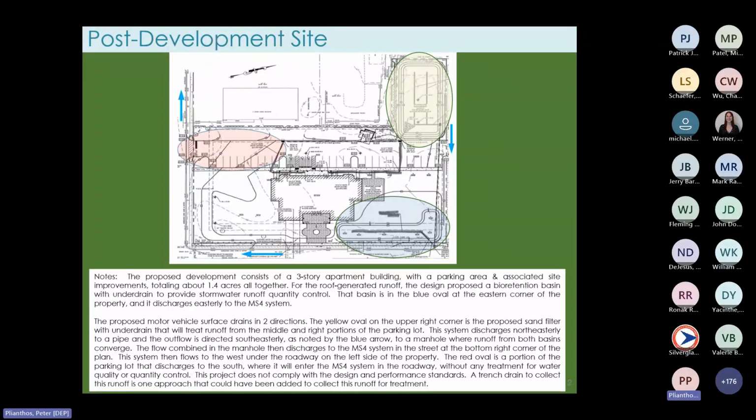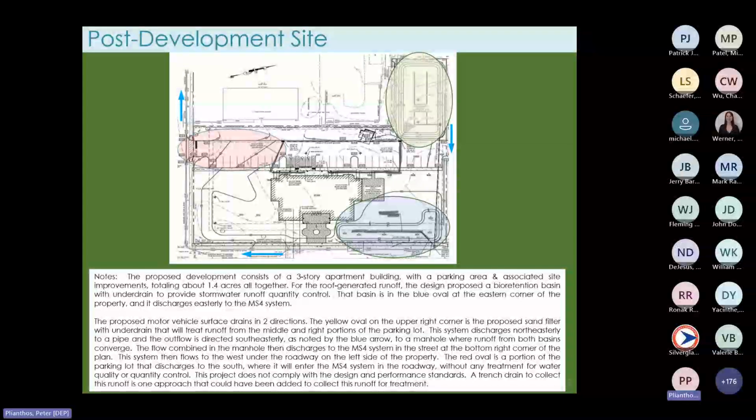For the roof-generated runoff, the design proposed a bioretention basin with underdrain to provide stormwater runoff quantity control. That basin is in the blue oval at the eastern corner of the property, and it discharges easterly to the MS4 system. The proposed motor vehicle surface drains in 2 directions. The yellow oval on the upper right corner is the proposed sand filter with underdrain that will treat runoff from the middle and right portions of the parking lot.